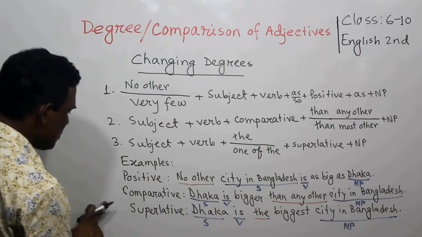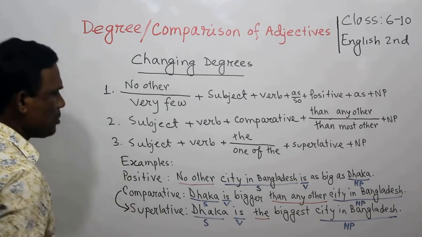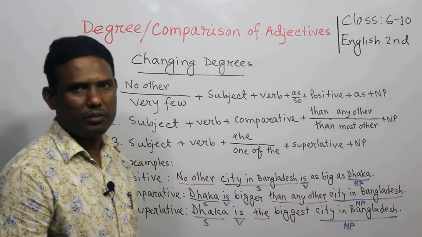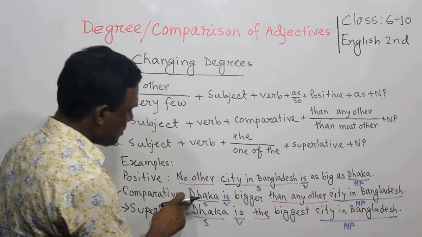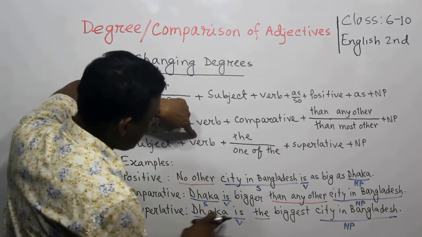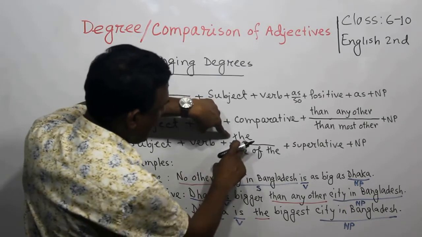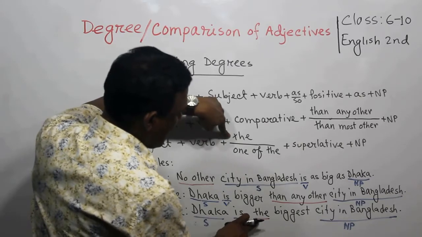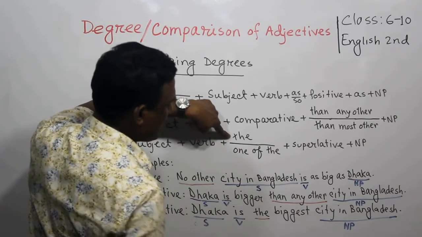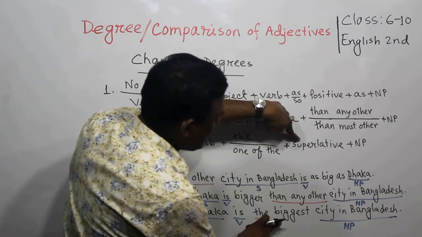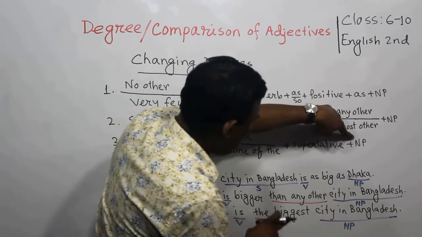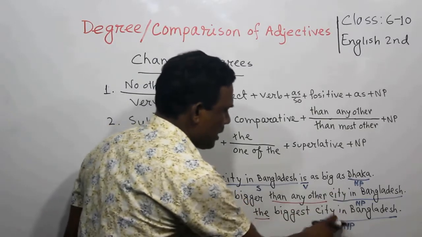Now comparative to superlative. In this case, subject and NP will not be changed. So subject Dhaka, according to the third structure. The verb is, you can see the or one of the. Here the word the has been taken because the comparative degree bigger is followed by than any other. Superlative degree, biggest. You know biggest is the superlative form of bigger. Then NP has become NP. Okay.